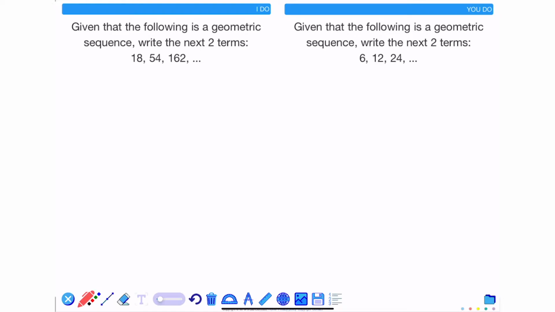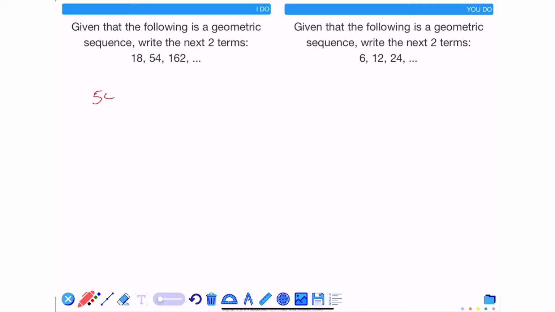In this video, we're going to take a look at how we can continue a geometric sequence for the next two terms. Unlike an arithmetic sequence, where you have a common difference between two terms, a geometric sequence has a common ratio. In order to find a common ratio, take two consecutive terms and divide them.